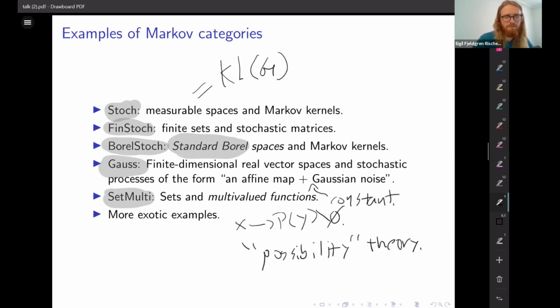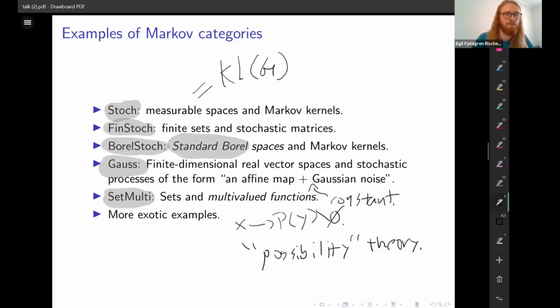So this gives you a qualitative version of probability theory, where instead of an event having a probability, either it's possible for it to happen or it's impossible for it to happen. And you can use this formalism to work with that.